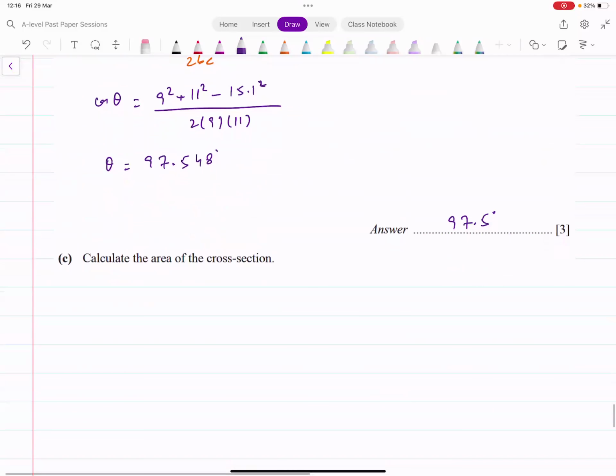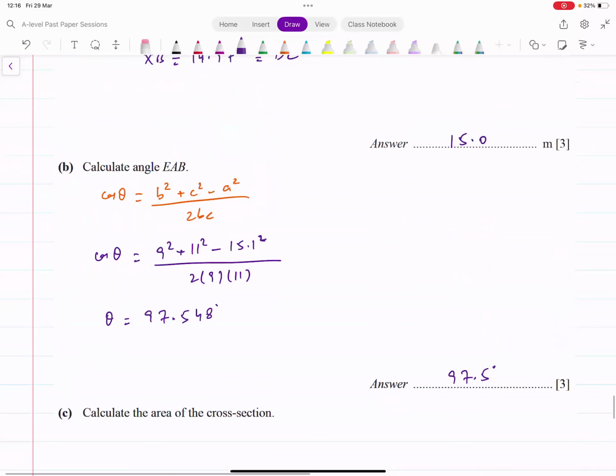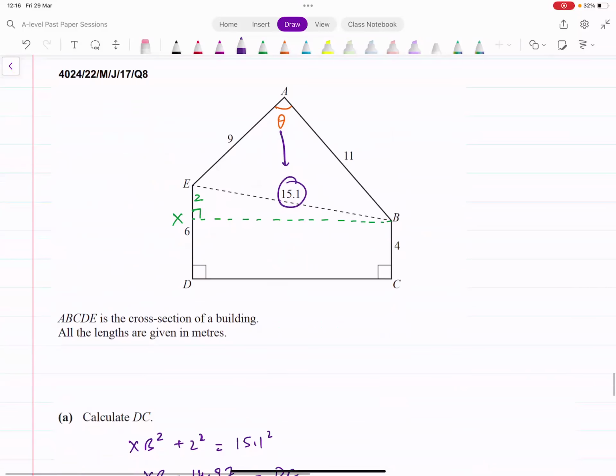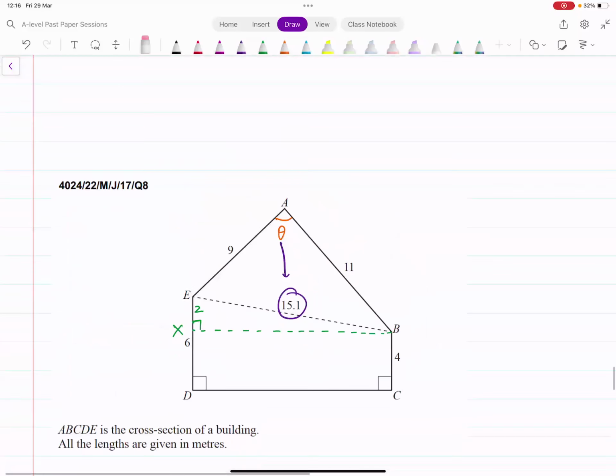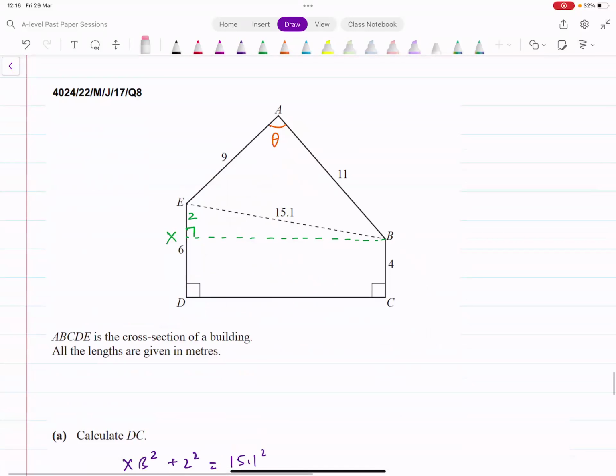Now it says calculate the area of the cross section. So we have to calculate the area of this diagram. This whole thing is the cross section of a building, A, B, C, D, E. We need to find the area of this whole diagram. How can we do that? We could divide it into two parts like this.